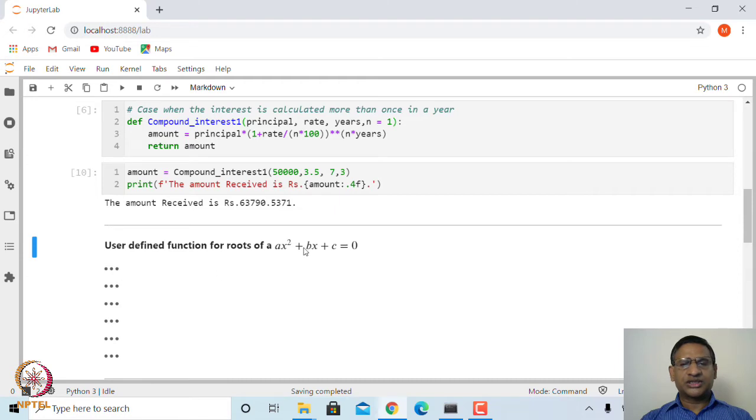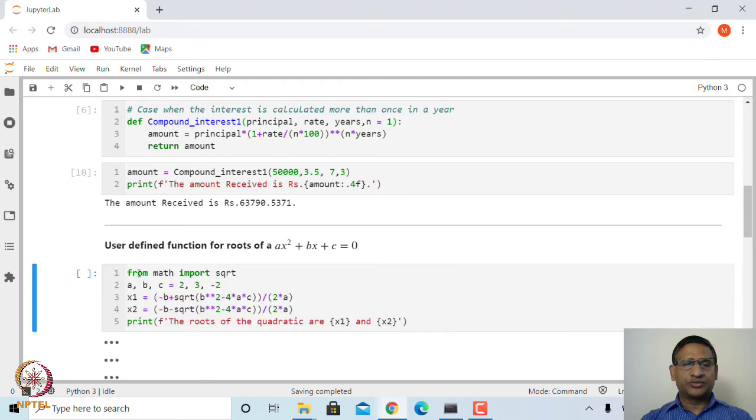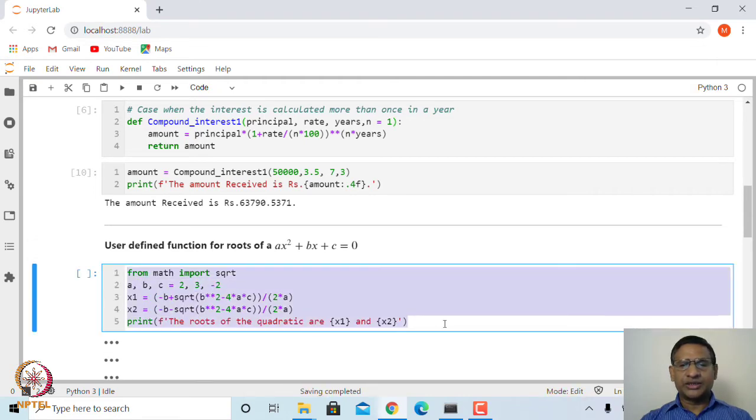So, first let us make a user defined function when we know that the roots exist, and the roots we know that it is given by minus b plus minus square root b square minus 4 ac whole thing upon 2a, right. In case the roots are real, this is what we have done. So, this is what we already have done. So, I have just copied this from the earlier class.